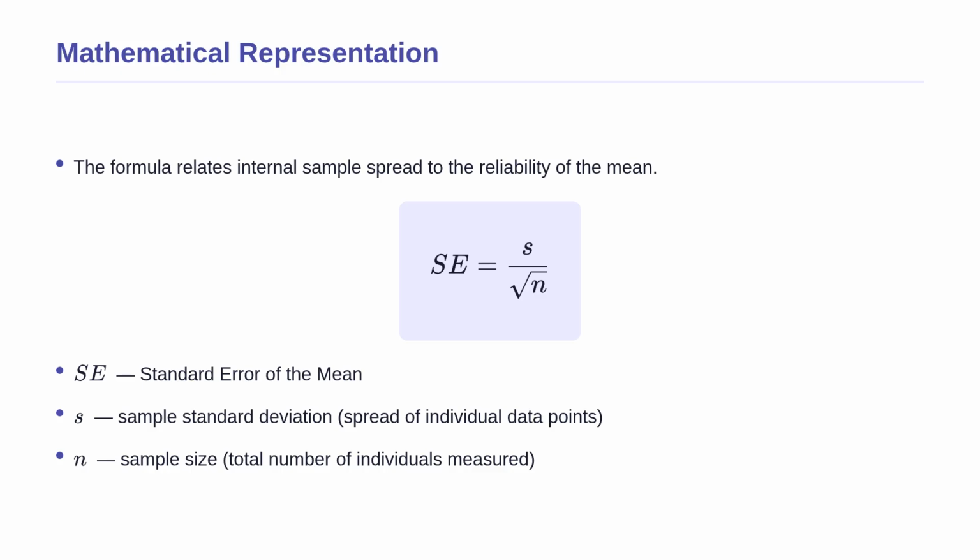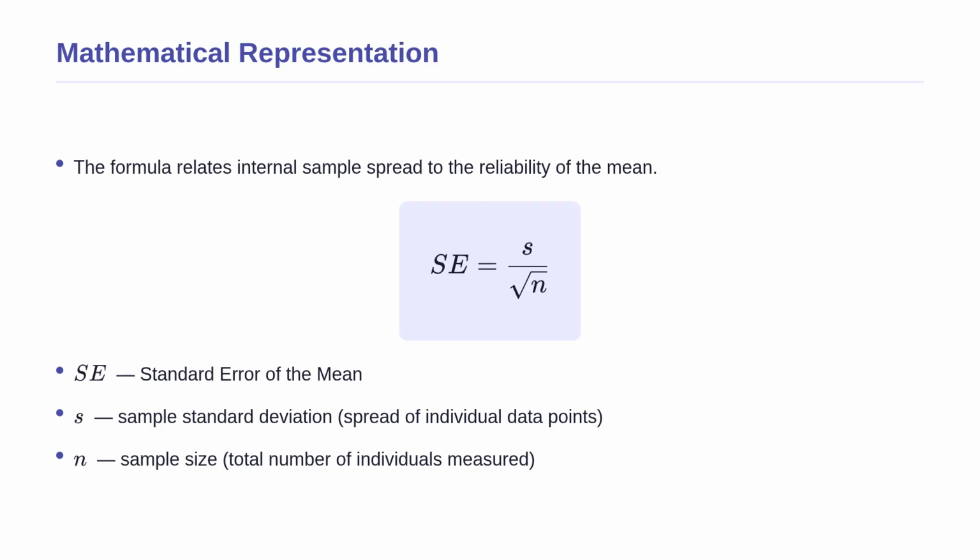If the sample standard deviation increases, the data is more chaotic, so the standard error increases. Conversely, if the sample size increases, we are dividing by a larger number, which forces the standard error to decrease, meaning our estimate becomes much more precise.